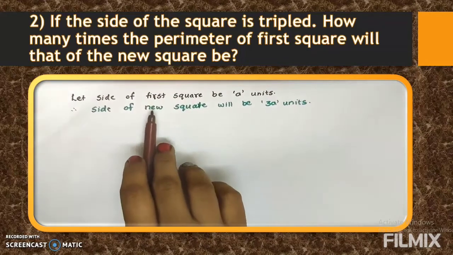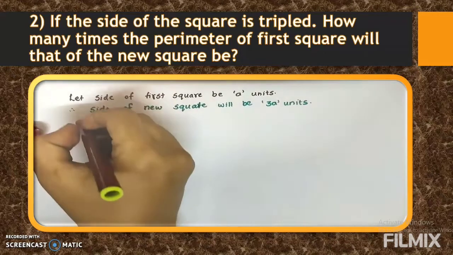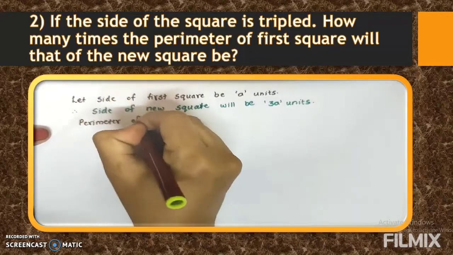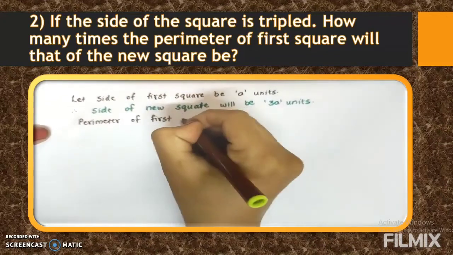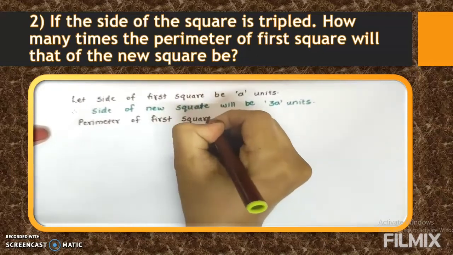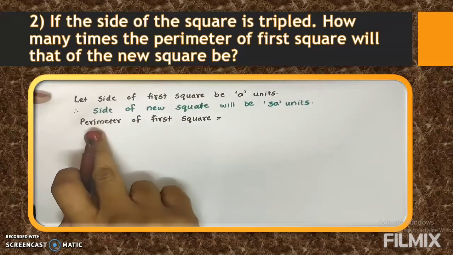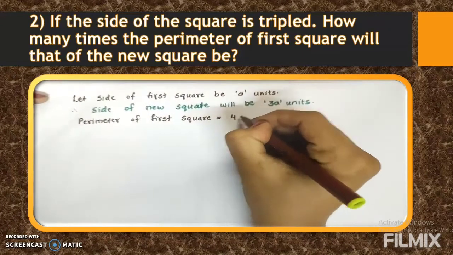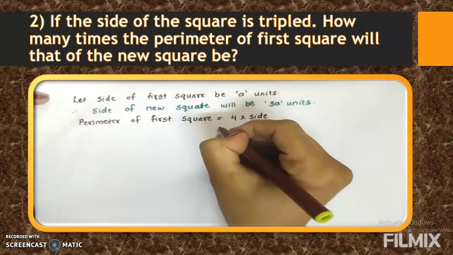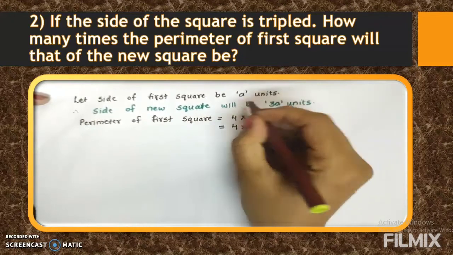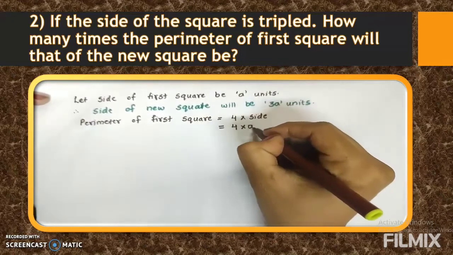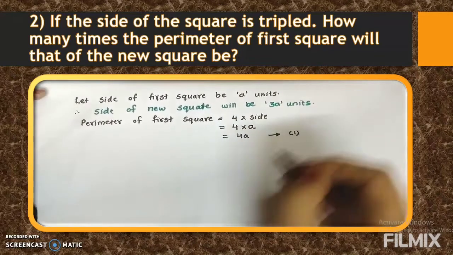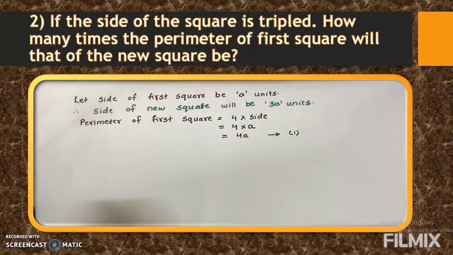Perimeter of first square, then we will find out the perimeter of the new square. So first we will write perimeter of first square. Now, I had given all the formulas earlier, and in that I had given the formula for the perimeter of a square. What's the formula for perimeter of square? 4 into side. So we will write 4 into what is side A. So we will write A. So what is our answer? 4A. For this we will give equation number 1, as we have done for question number 1.